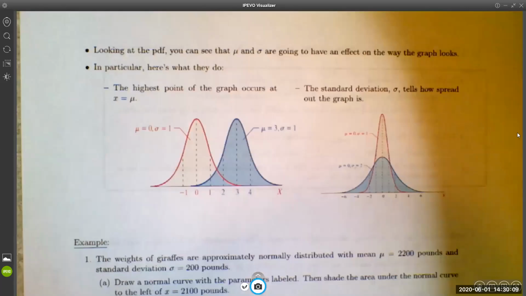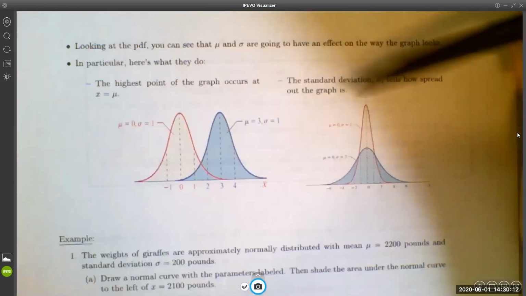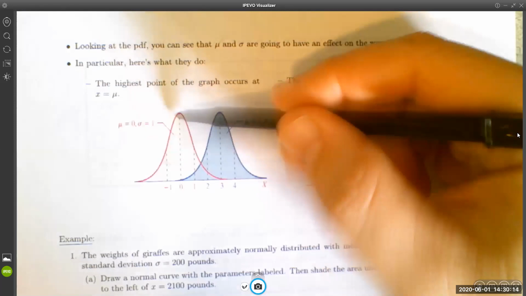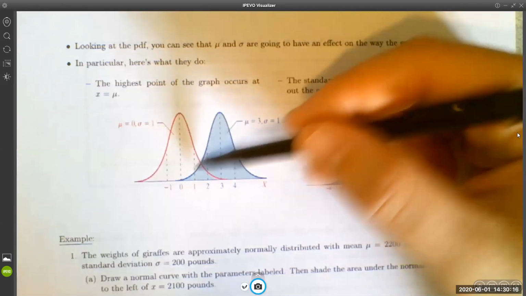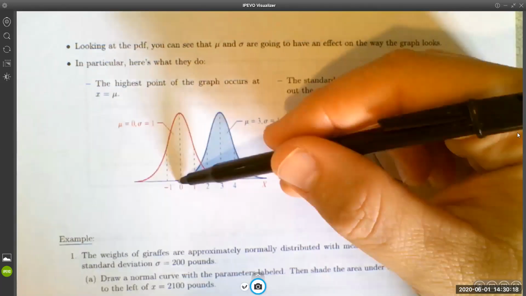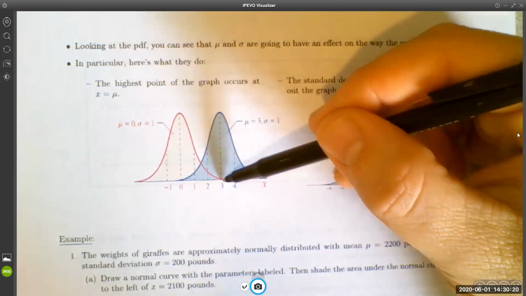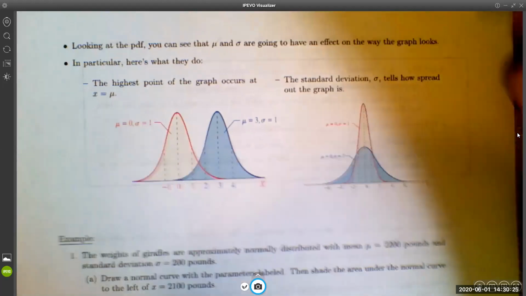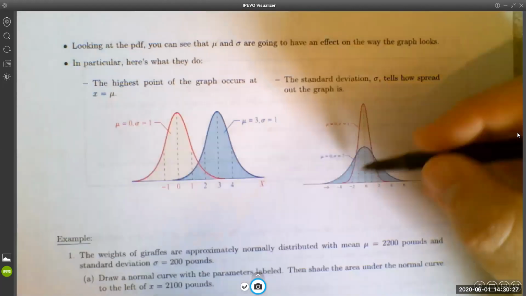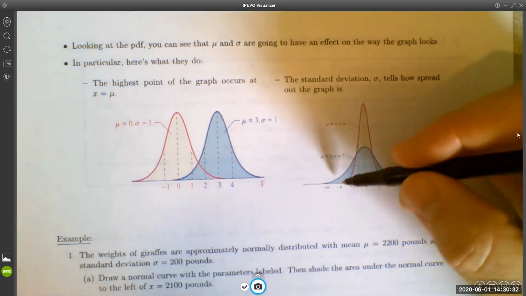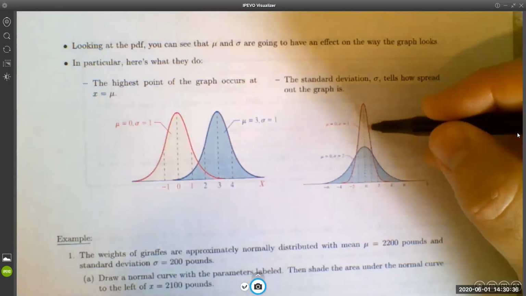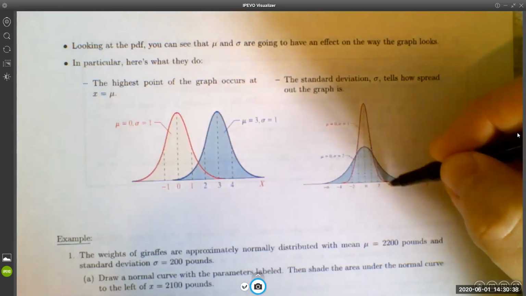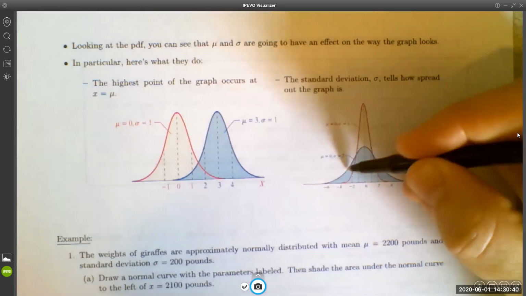But anyway, here's what I was saying before, right? So here's a normal distribution with mean 0. And then here's a normal distribution with mean 3, right? So you can see it gets shifted to the right 3 units, which makes sense based on what the PDF looks like, what that function looks like. And here's a normal distribution with a standard deviation of 1, right? And then here's a normal distribution with a standard deviation of 2.